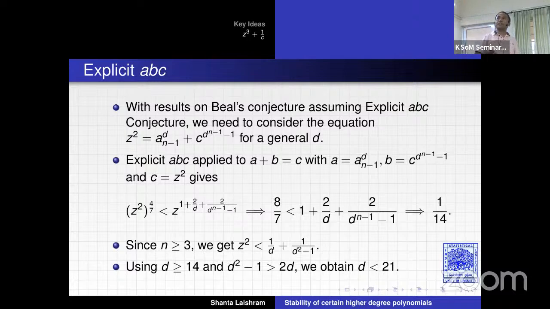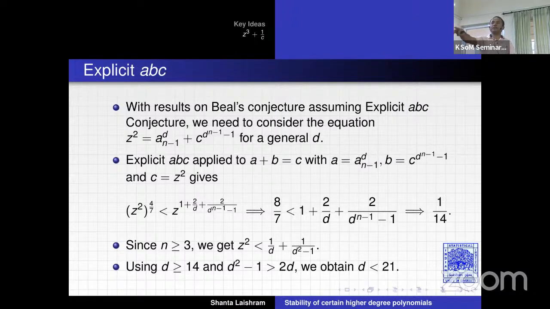So I apply the explicit ABC with a = a_n^d, b = c·a_{n-1}^d, c = z^2, and with the fact that this maximum is bigger than the radical to the power 1 plus epsilon. So yeah, what we get is that z^2 to the power 4/7 is less than z to the power 1 + 2/d + 2/d^{n-1}. So the first thing is easy.